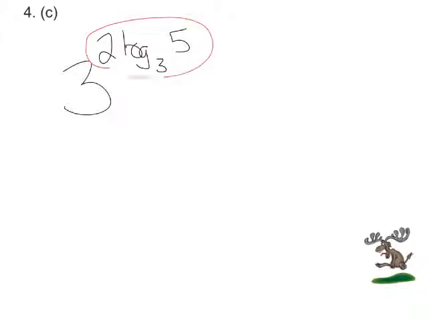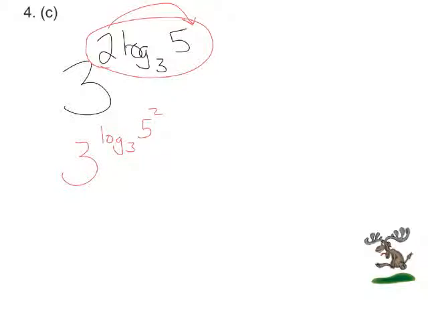Alright, with 4c we're still doing a little bit more with logarithms. However, in this one we have an exponential statement: 3 raised to the 2 log base 3 of 5. And what I'm going to do is first simplify the exponent. So I can move the 2 from up front to above the 5.